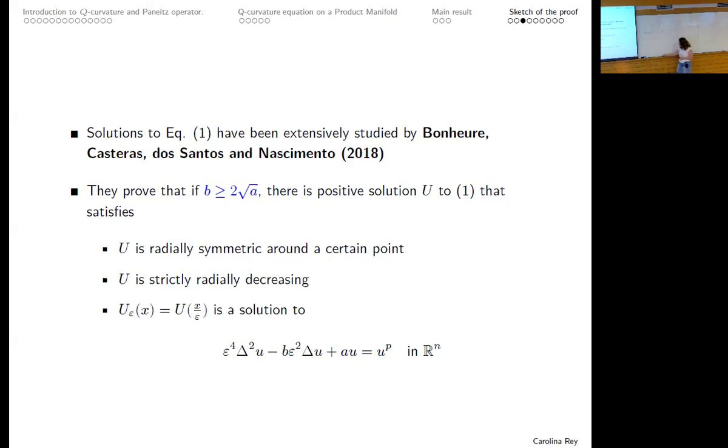What we want to do is to take this equation in the Euclidean space, which concentrates around the origin. It's always positive. We will use the exponential map, and we will go to the manifold. And we will build a solution that concentrates its energy around a point that we need to choose.